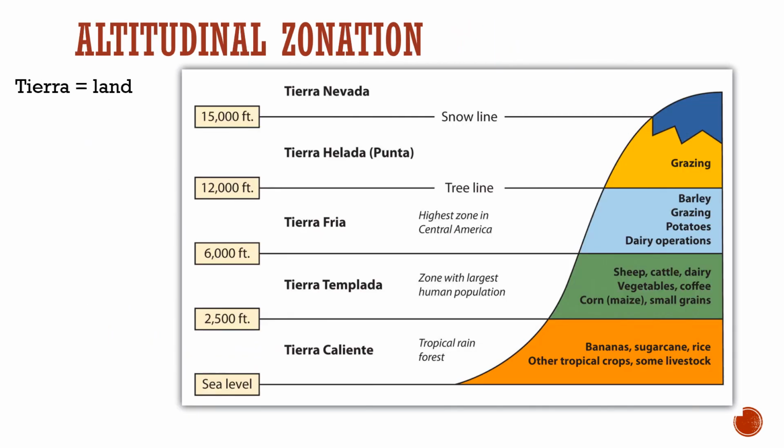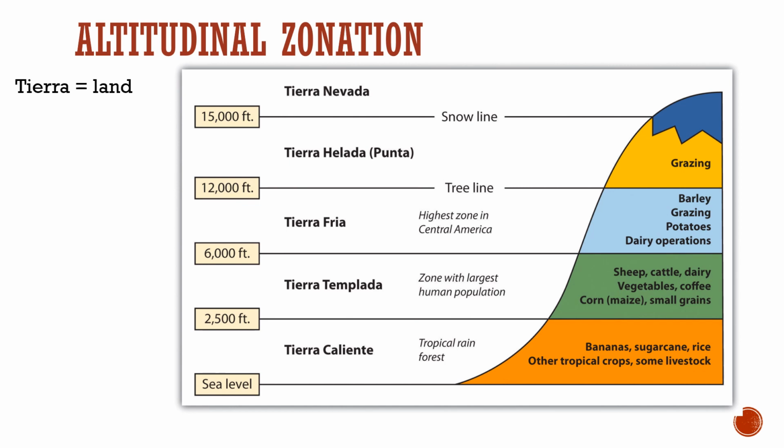Also here in this region, we talk about altitudinal zonation, and this is not just something that happens in Central and Middle America, but something we can see in a lot of different areas that have a range in elevation. Because this area is so mountainous, we have what is referred to as altitudinal zonation.